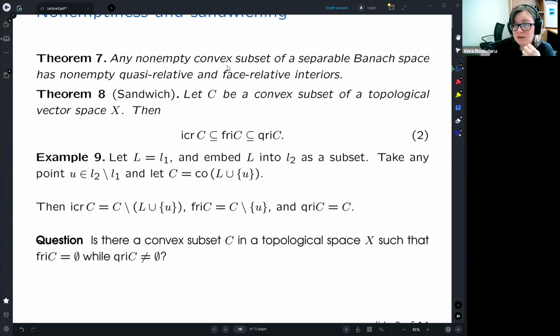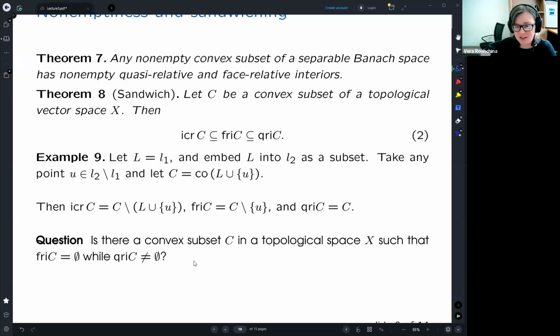So if we take a non-empty convex subset of a separable Banach space, it will have non-empty quasi-relative interior and non-empty phase relative interiors. So the geometry is, to me, a little bit less fascinating, but it's a very useful notion. There are a lot of papers that use quasi-relative interior for optimality conditions and for all sorts of things in infinite dimensional optimization. We also have sandwich results, so different notions are subsets of one another. There are examples that show that all those things are different. So of course, intrinsic core can be empty, quasi-relative interior can be non-empty, and so on.